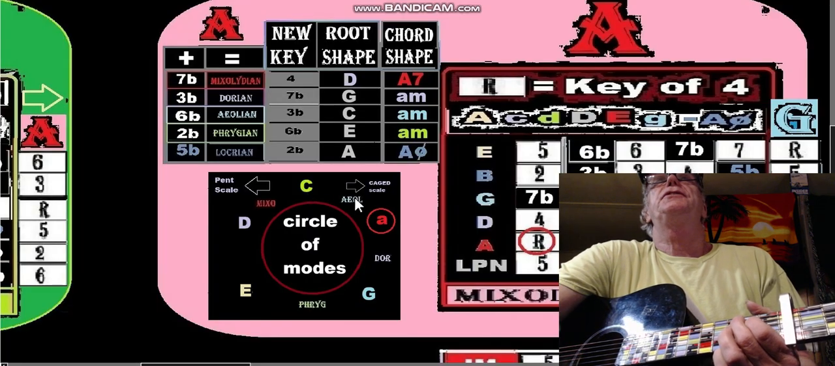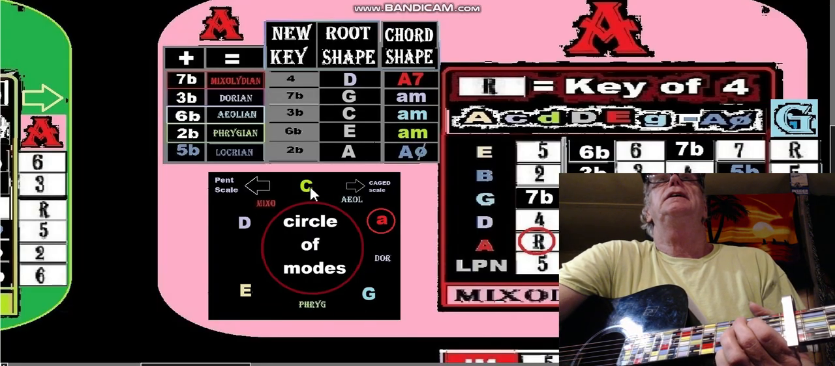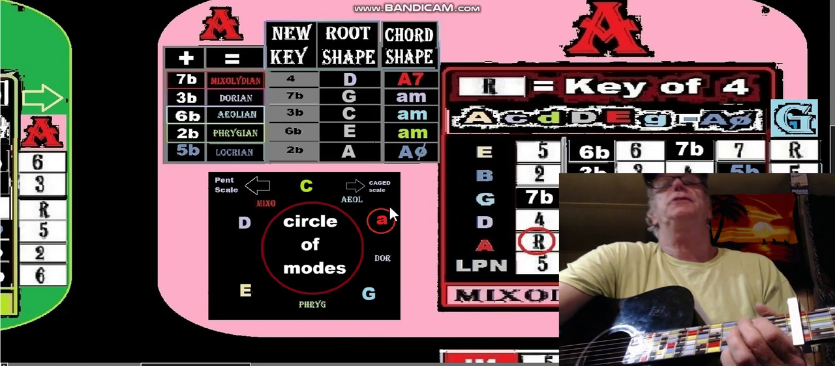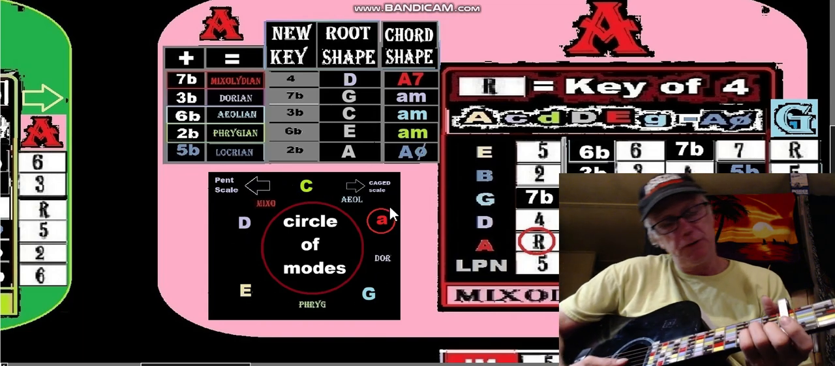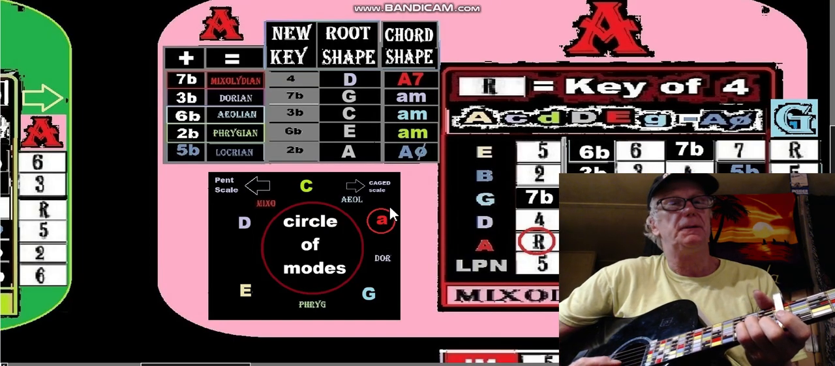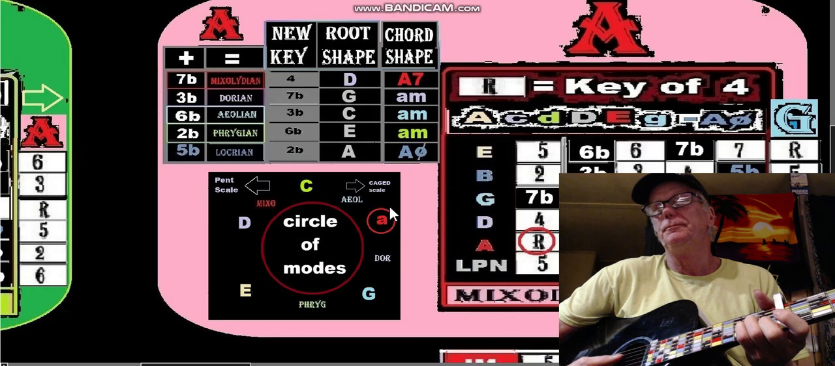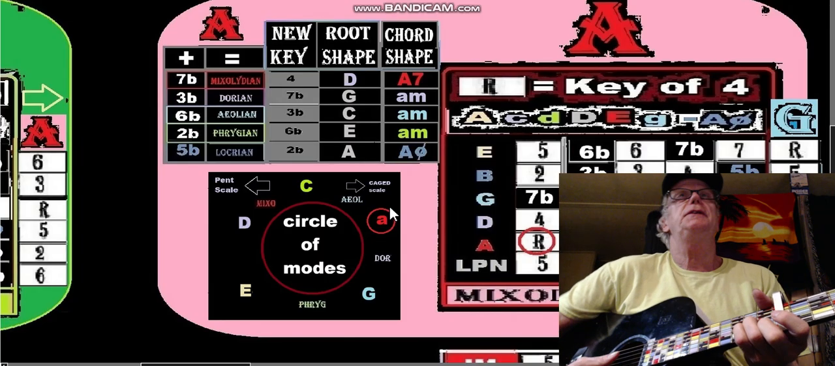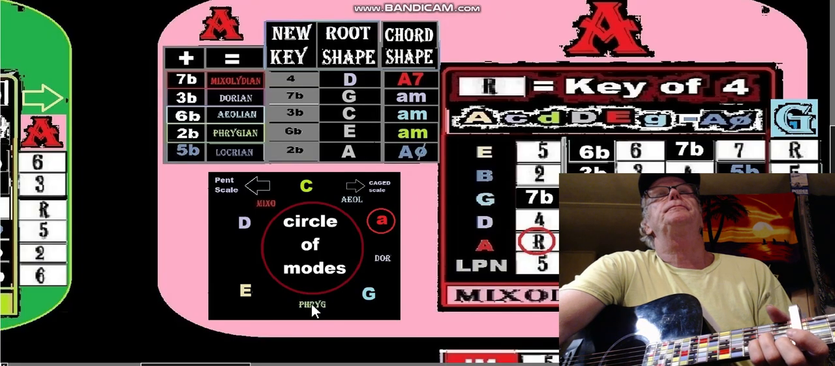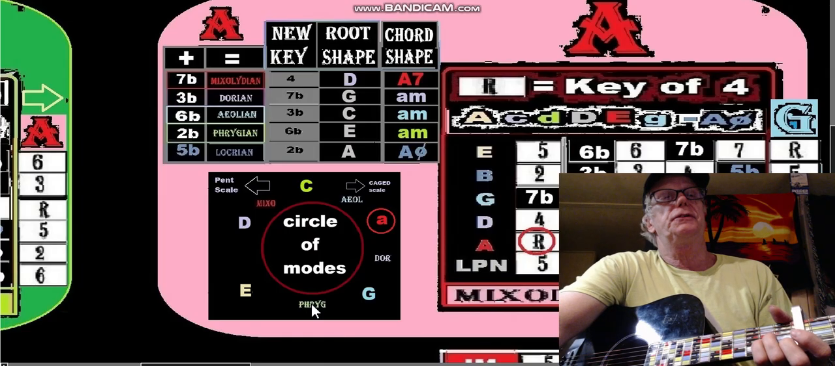But still, it's C, A, G, E, D. And in pentatonic scale, this way, C, D, E, G, A. So if I'm looking at this A minor shaped C minor, I want this to be the Phrygian third. Okay, then we're going to look at it over here. Look at the C minor as a Phrygian third.